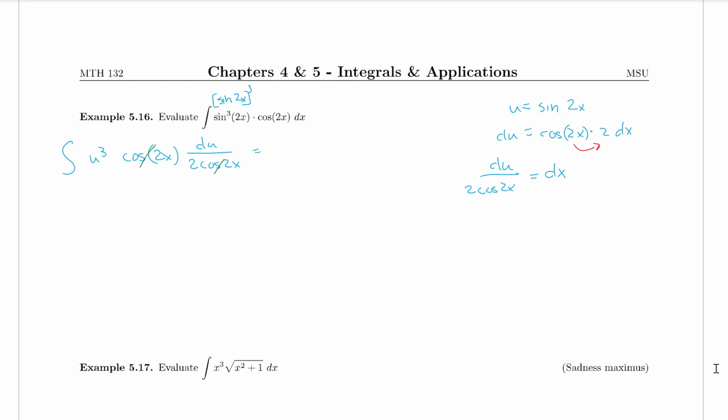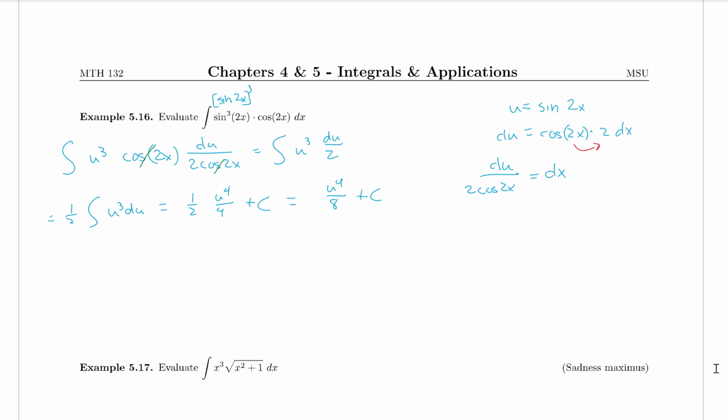So let's simplify one step here. We have the integral of u cubed times du over 2. And I'm going to go ahead and pull that 1/2 out front. And then we can just find the antiderivative of u cubed du. So we get 1/2 times u to the 4th over 4 plus c, which is equivalent to u to the 4th over 8 plus c.